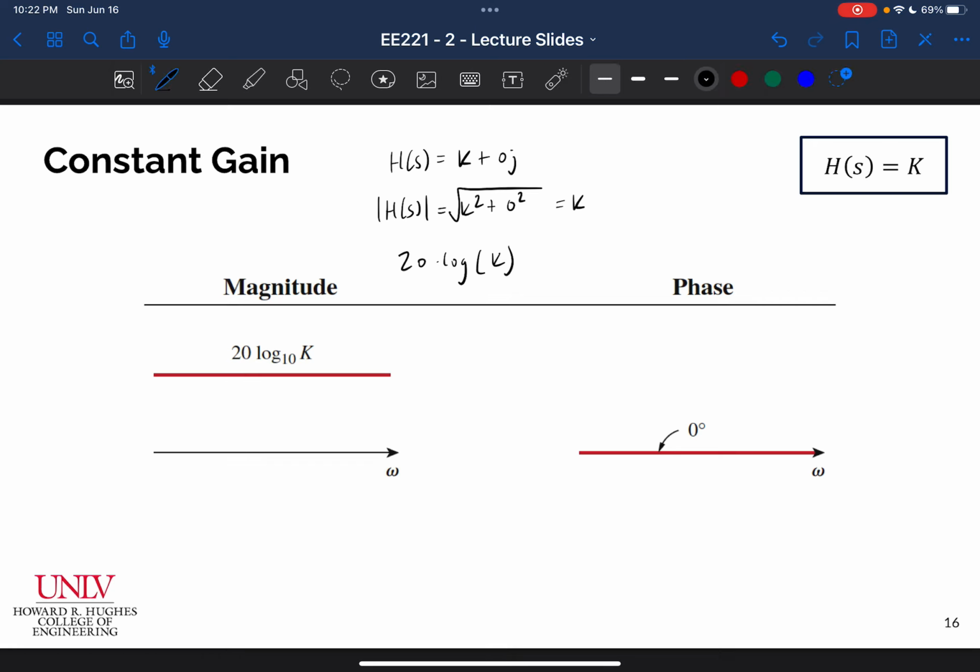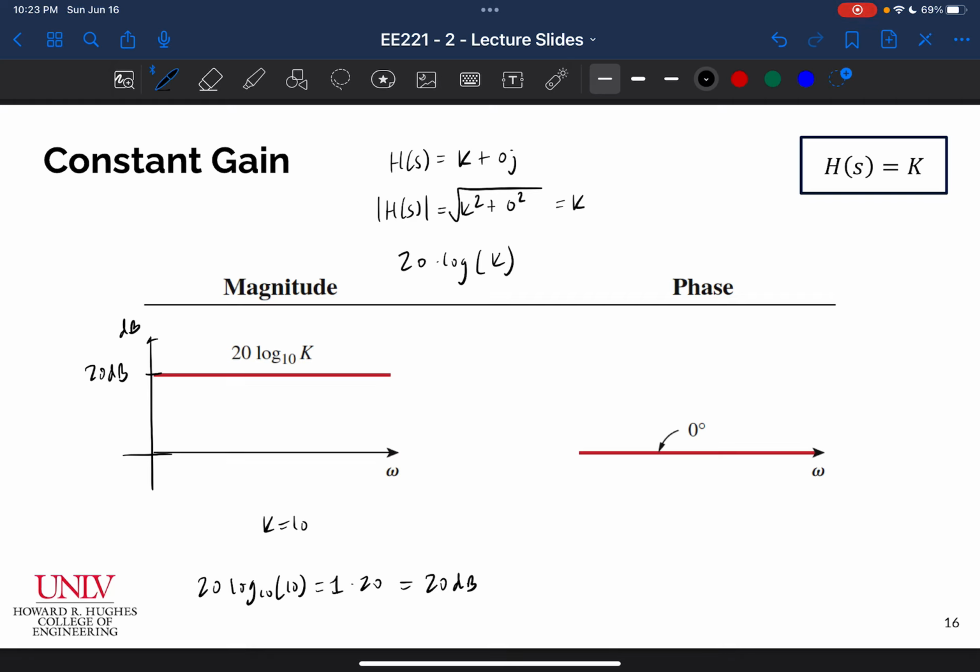So I'm looking at my dB axis here, right? And if I let my k value be, like I said, k equal to 10, then I can just say, okay, 20 times the log base 10 of 10, which is just a value of 1, times 20 equals 20 dBs. So I would be right here at 20 dBs, and that would be my magnitude plot for that factor, all right? And so we're done with constant gain.